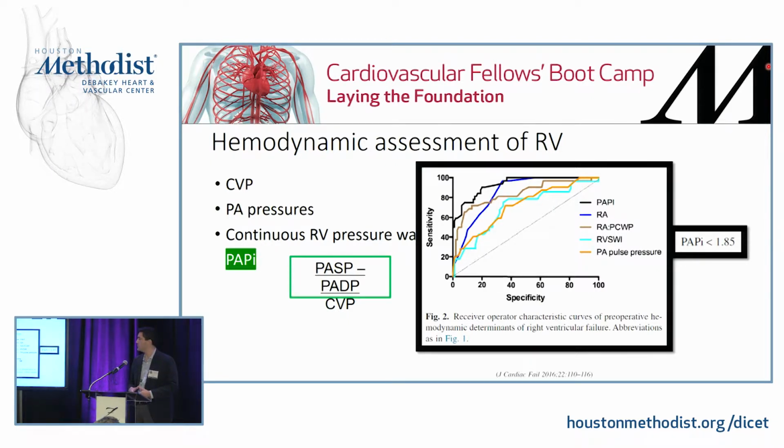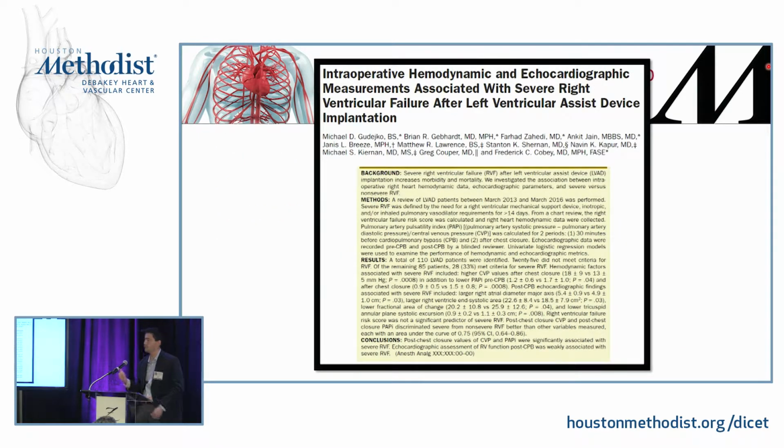So patients who were coming in for LVADs, they looked at a host of different hemodynamic variables listed here. And what they found was using a cutoff of a PAPI of less than 1.85 was most sensitive and specific among all the variables for predicting those patients who would have RV failure. And so if you have a PA catheter in place, it's a super simple thing to calculate and turns out to be incredibly accurate.